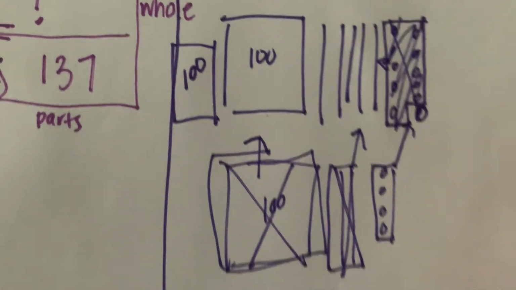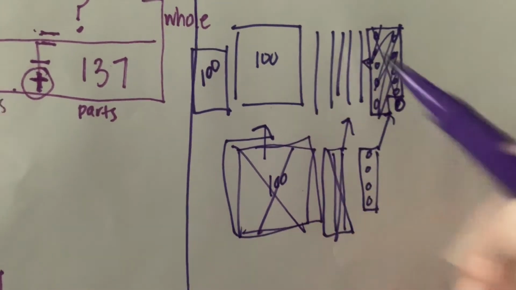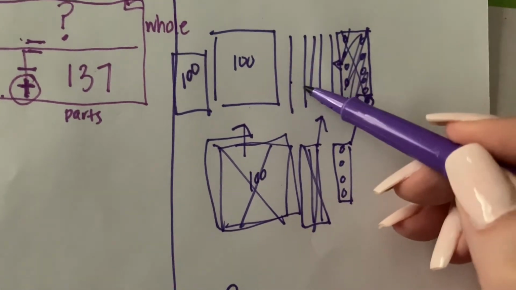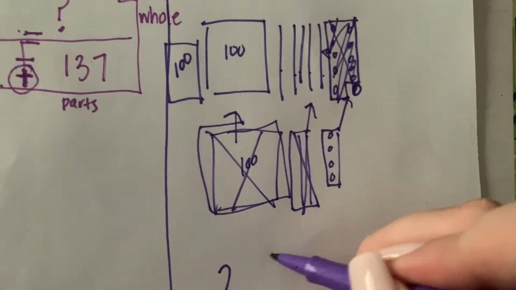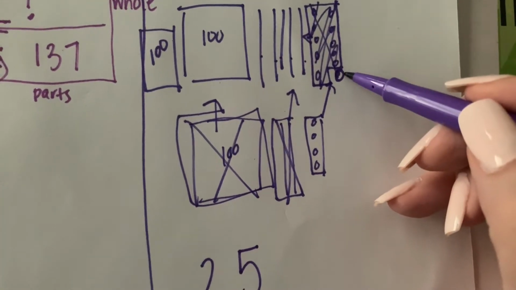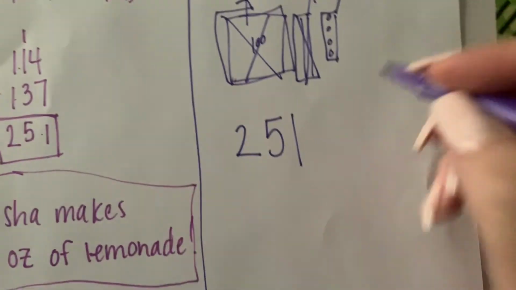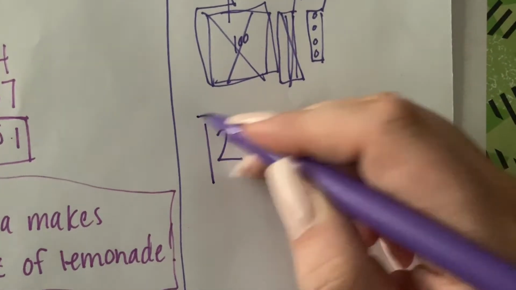Okay. So now I can go ahead and just count. How many hundreds do I have? 2. How many 10s do I have? 1, 2, 3, 4, 5. And how many ones do I have left over? I have that 1. 251 ounces.